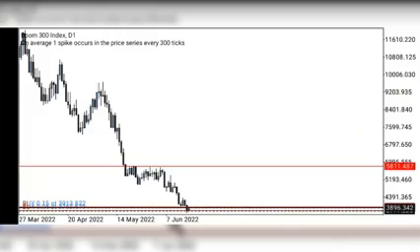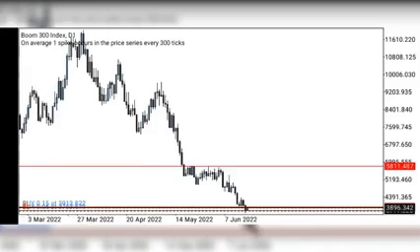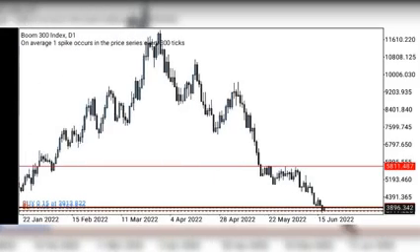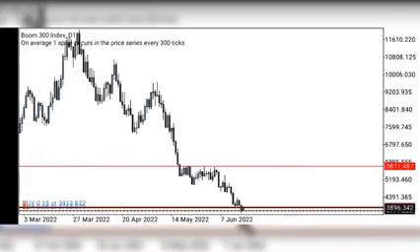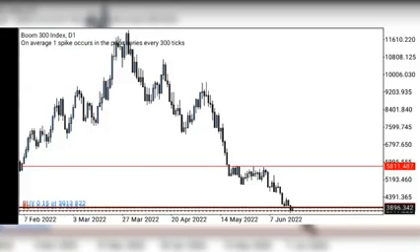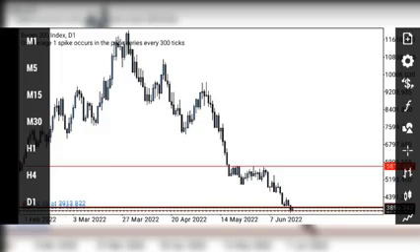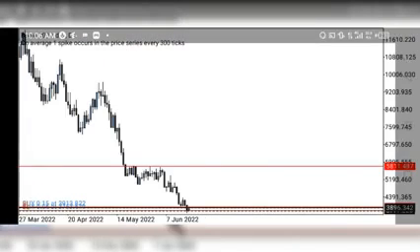So I'll be talking about structure today. Then I'll be talking about how to read complex structure and how to actually trade with structure. Is that clear? Okay.